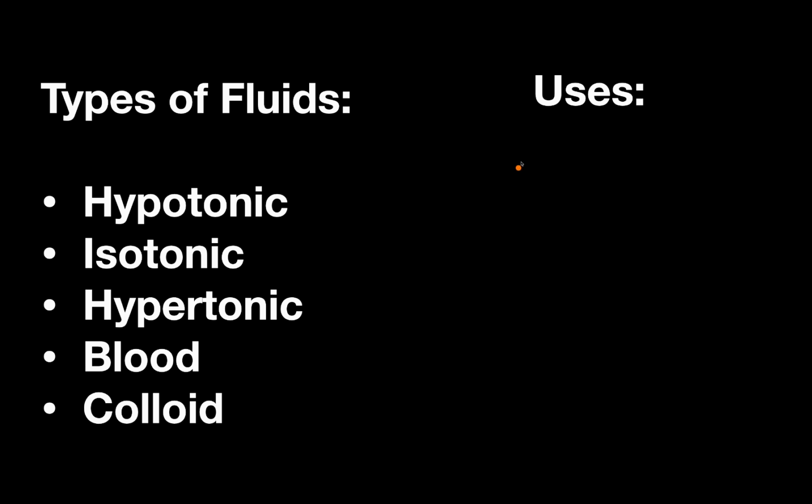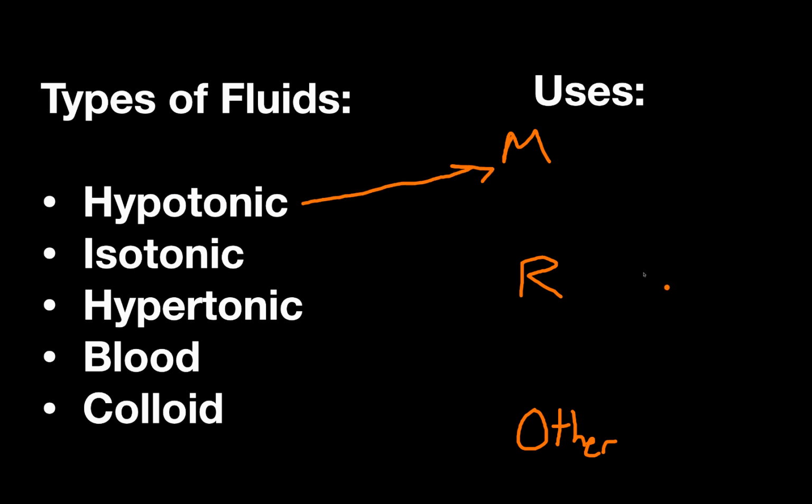So how do we use these fluids? Remember, we have our two uses. We have maintenance, where you're just getting the amount of fluid you need for the day. We have resuscitation, which is when you're acutely replacing something someone's lost, really treating them for some sort of disease. And then finally, there's this other category that we're not going to talk about today because it's so rare and situation specific. So hypotonic, remember, these are fluids that have less electrolytes than blood. Those are really only used for maintenance. We'll talk about why you should never use a hypotonic fluid for resuscitation on a later slide.